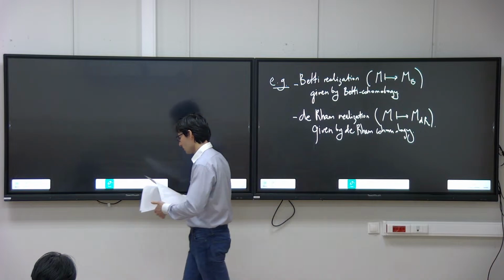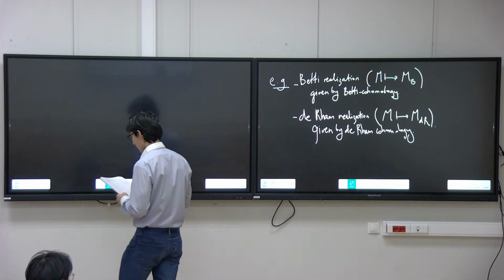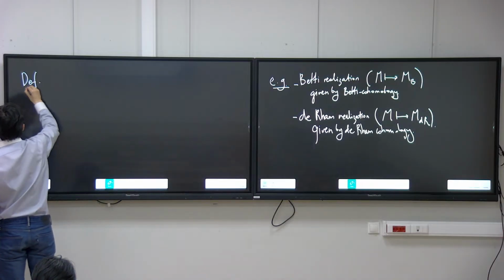Okay, so let me now write down the definition of the L-function. I mean, I can write it down now. So, definition: L-function.